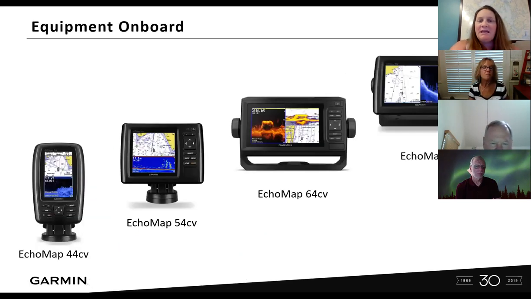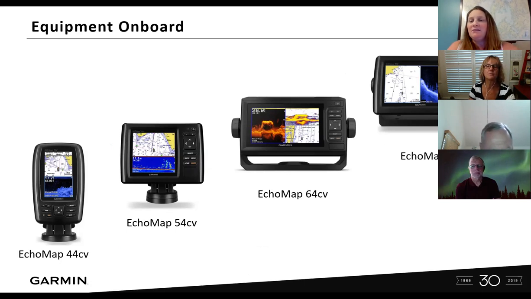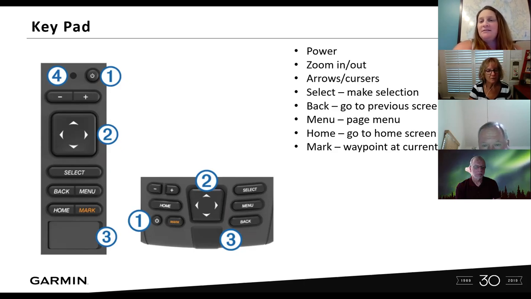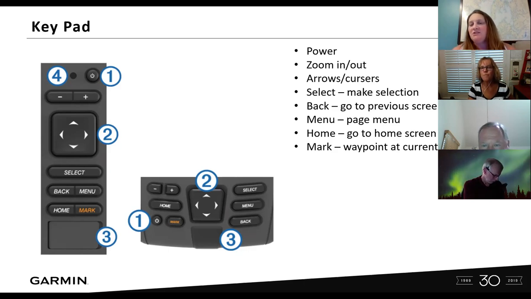Okay, so if you notice the keypad on these four models, the smaller model has the keypad on the bottom. And then everything else, your keypad is on the right-hand side. That's what you see here. So on the right, the keypad on the right, that's the smaller model, the 4-inch. And everything else will have the keypad on the left. That's the 5, the 6, and the 7-inch. Same buttons, just a different configuration due to the size of the screen.